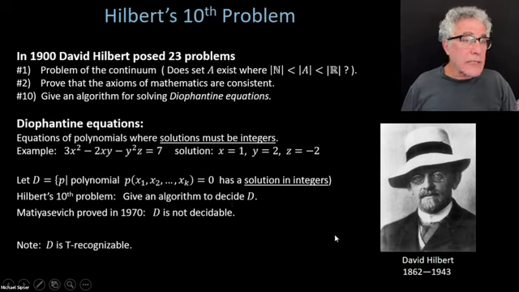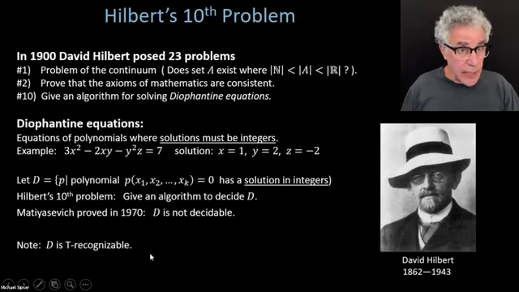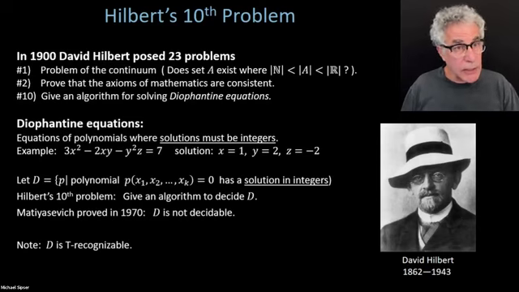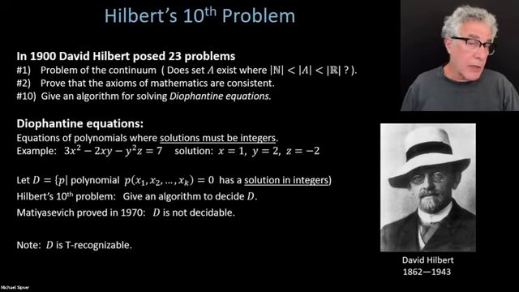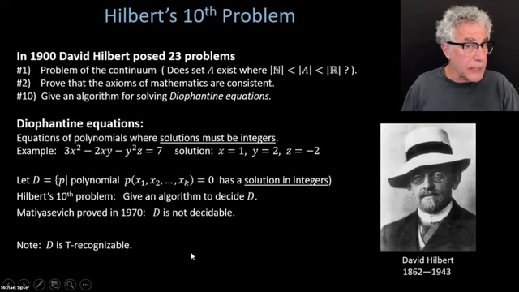Now, I'll give this as a little exercise to you. We're a little bit running short on time, but this language D is in fact a recognizable language. So I would suggest you think about that offline. But basically, you can try plugging in different values for these variables. And if you ever find that it evaluates to 0, then you can accept, but otherwise you just have to keep going and looking. So showing recognizability is very simple, but decidability is false.